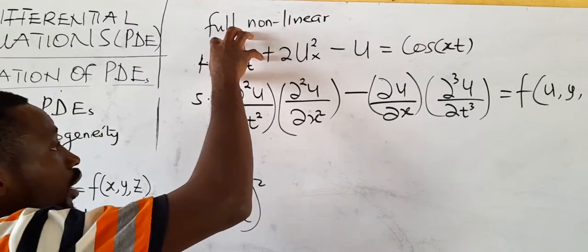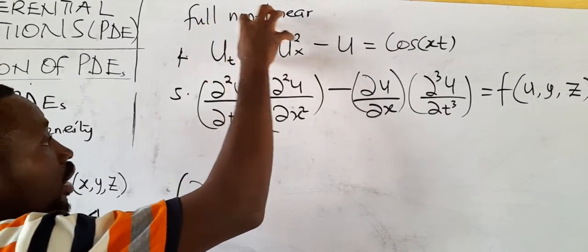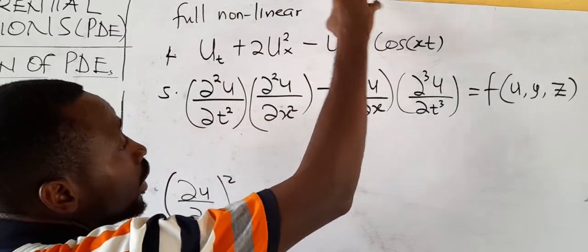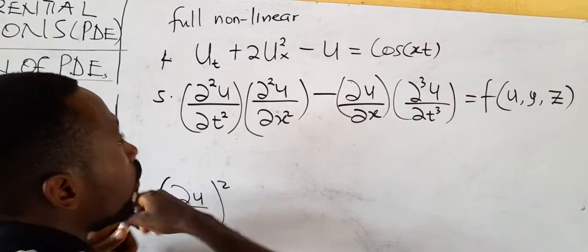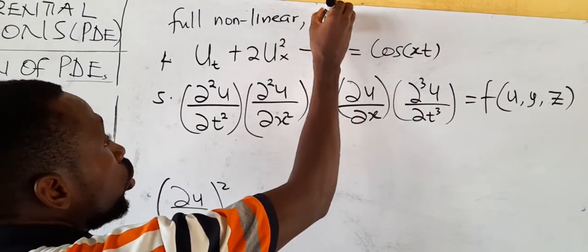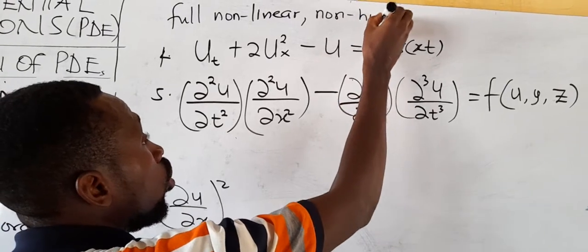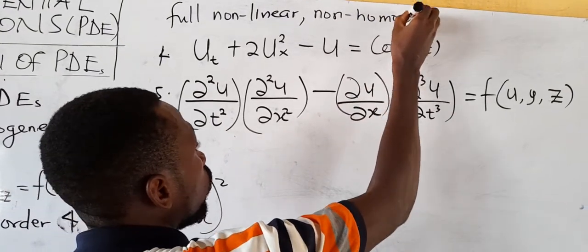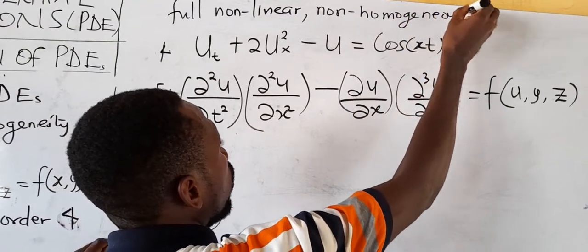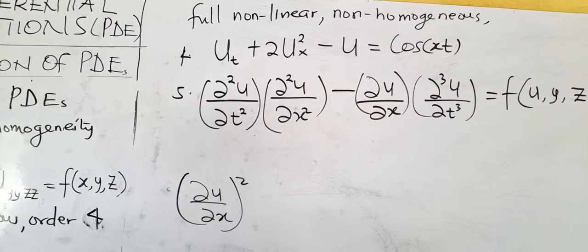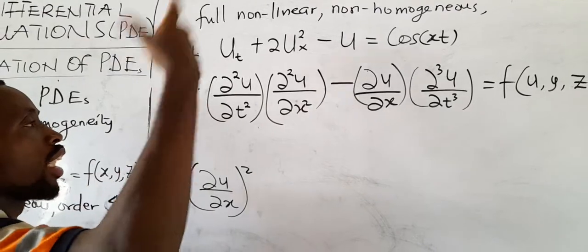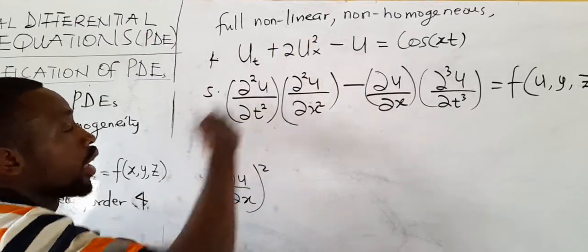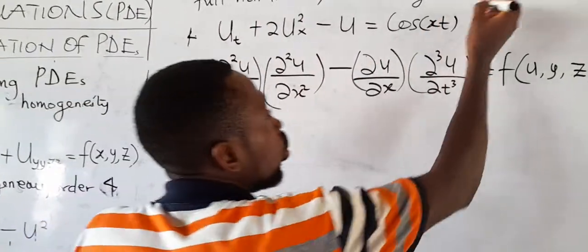Is there a partial derivative here and a dependent variable? Yes, this term, yes. This term, yes. This term, no. There is no dependent variable and partial derivative. So it is non-homogeneous. Now let's check the order. Remember, the highest order partial derivative. So the highest order partial derivative is 1. So order 1.